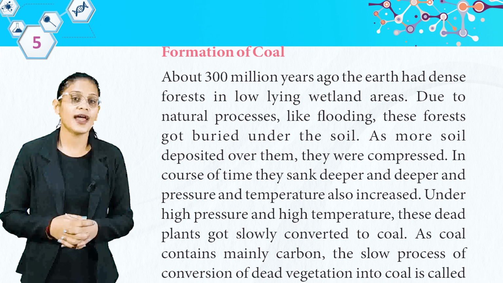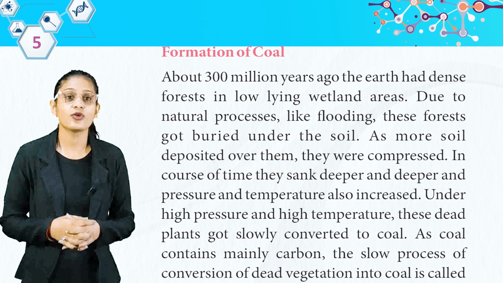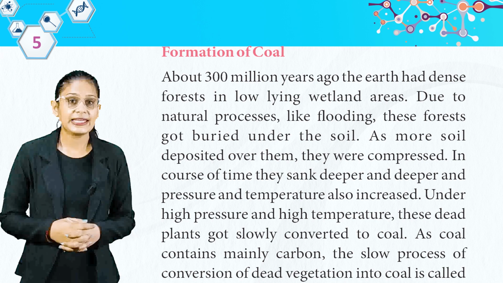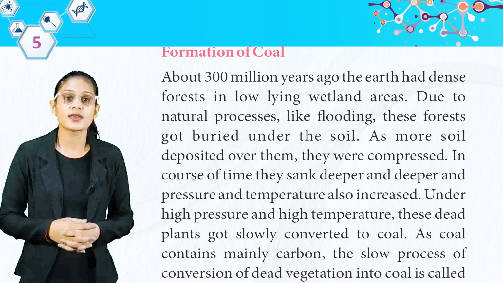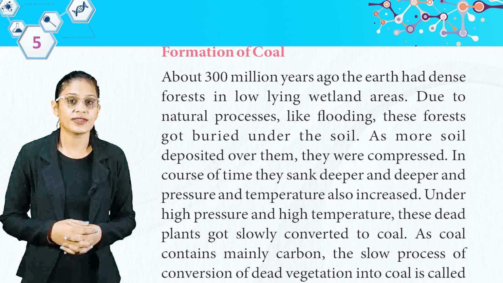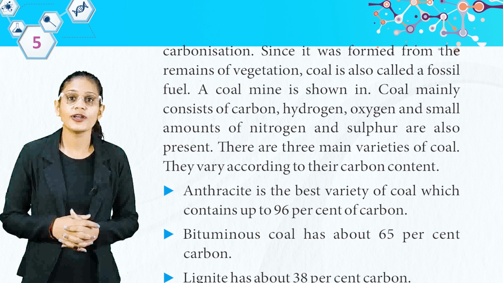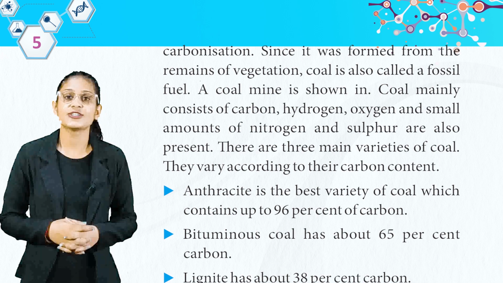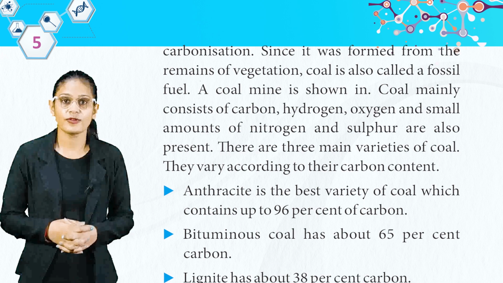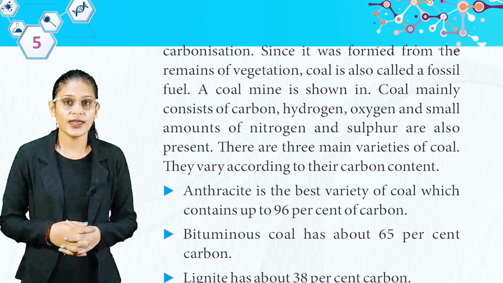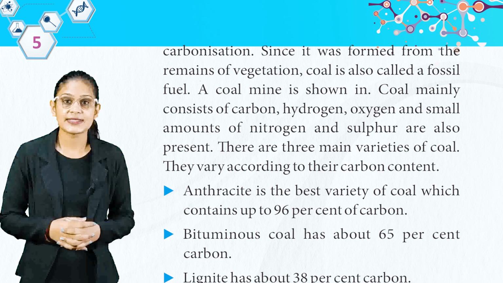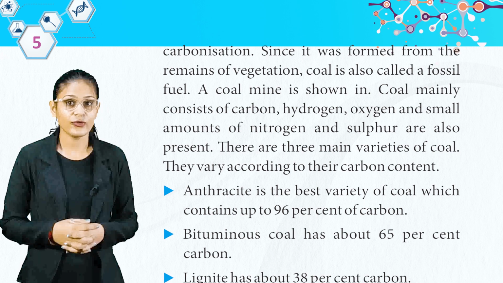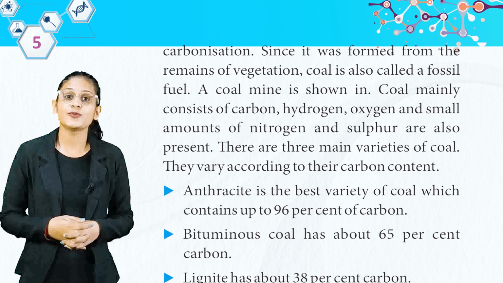Under high pressure and high temperature, these dead plants got slowly converted to coal. As coal contains mainly carbon, the slow process of conversion of dead vegetation into coal is called carbonization. Since it was formed from the remains of vegetation, coal is also called a fossil fuel. A coal mine is shown in the picture. Coal mainly consists of carbon, hydrogen, oxygen and small amounts of nitrogen and sulfur are also present.